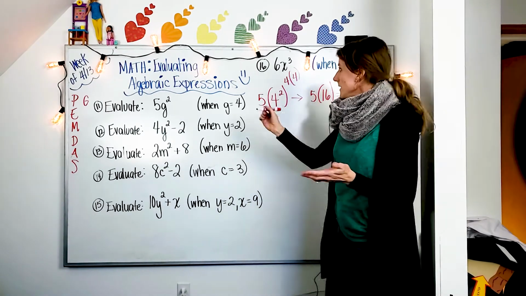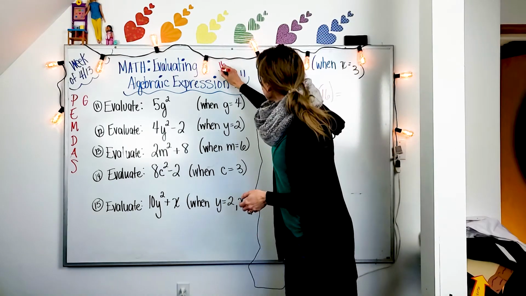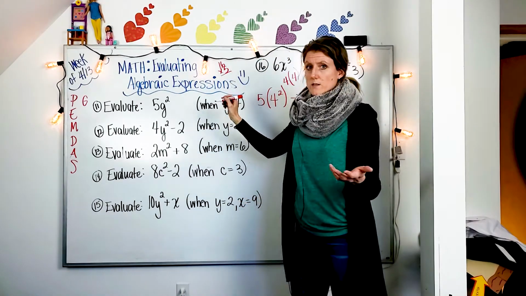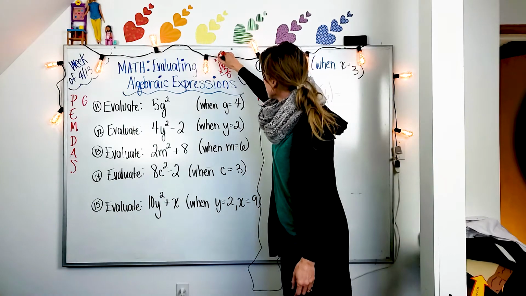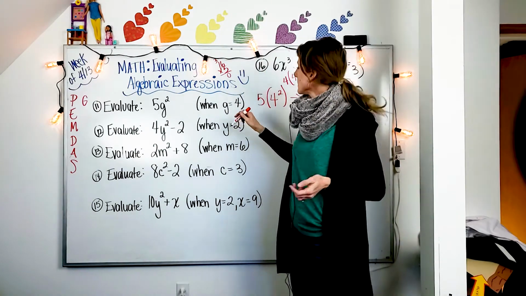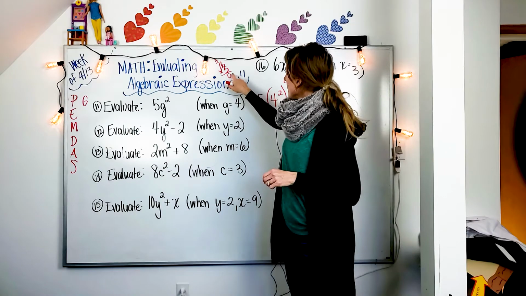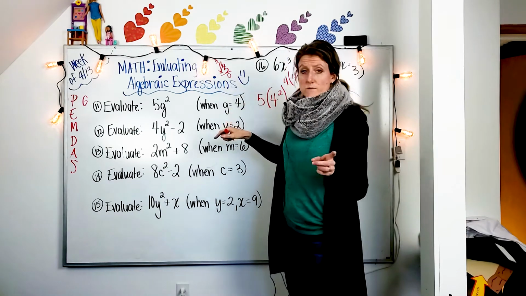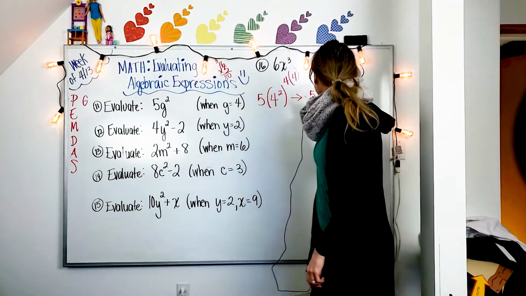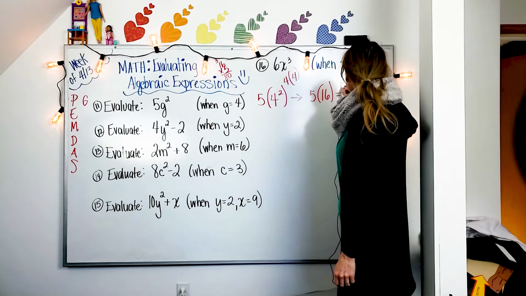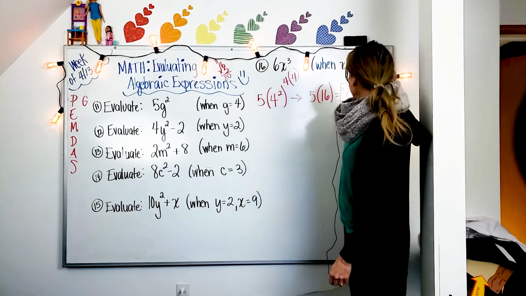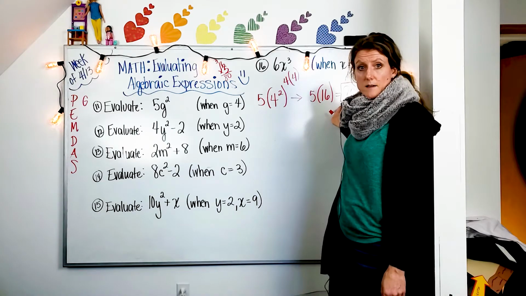So again, if you need to go over to the side of your board, your workspace, you should do that. I always do to check myself, even though sometimes they're simple in my head. We can easily make mistakes, so always write it down. 5 times 16 is 80. My final answer on number 11 would be 80.